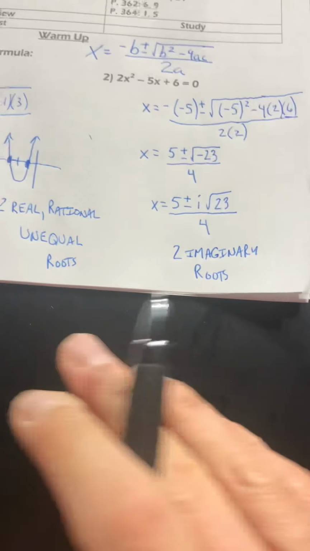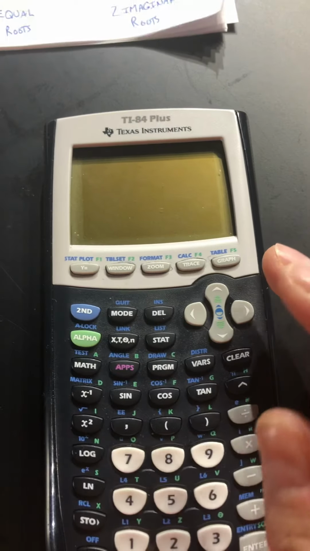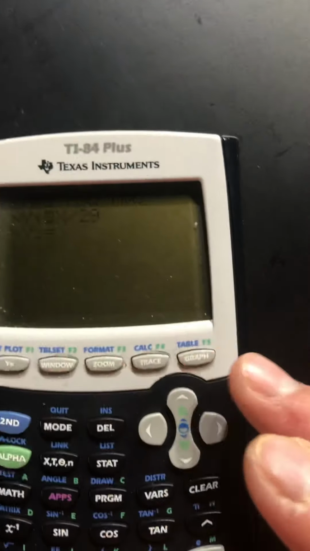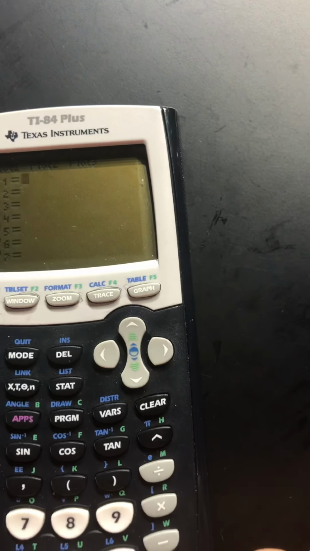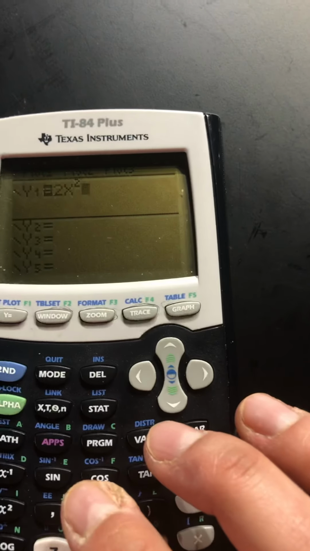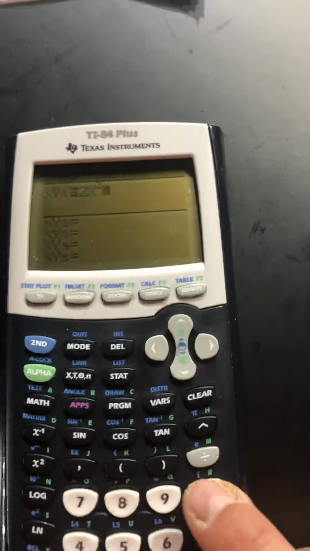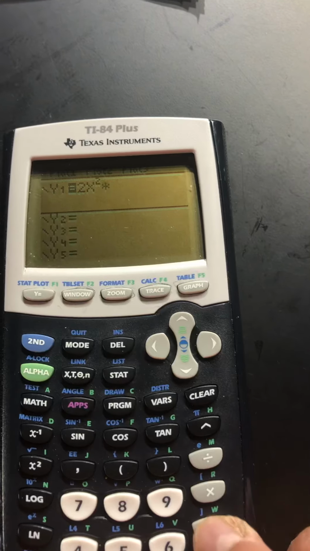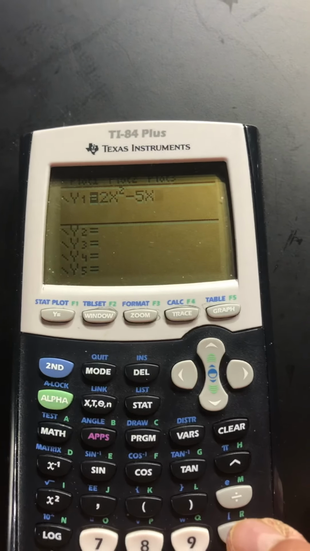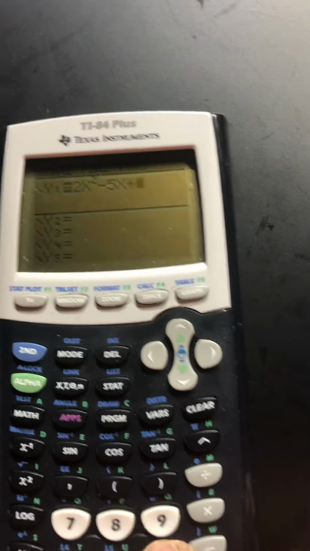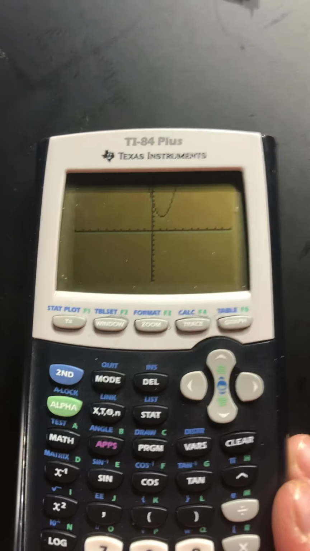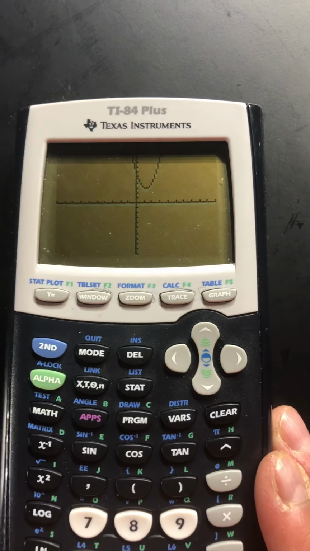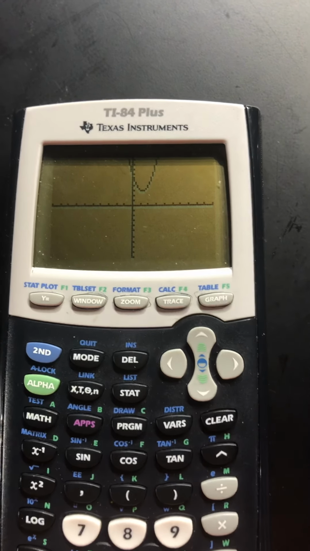If I would take my calculator and plug this in, I'm going to do that right now. So I'm going to go to y equals, and I'm going to plug in 2x squared minus 5x plus 6. And if I would graph this, it's not going to cross the x-axis, giving it imaginary roots. And that is our warm-up for today.